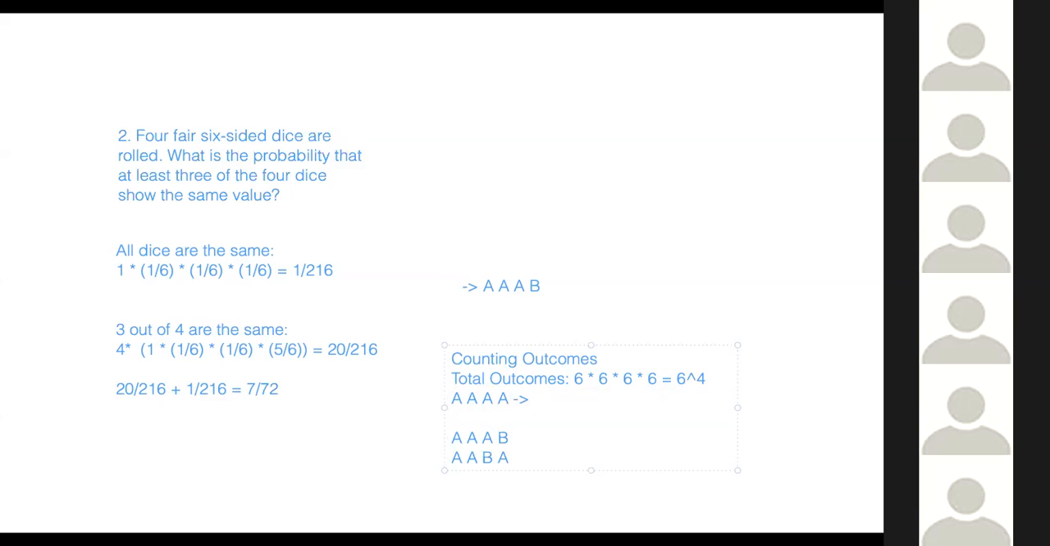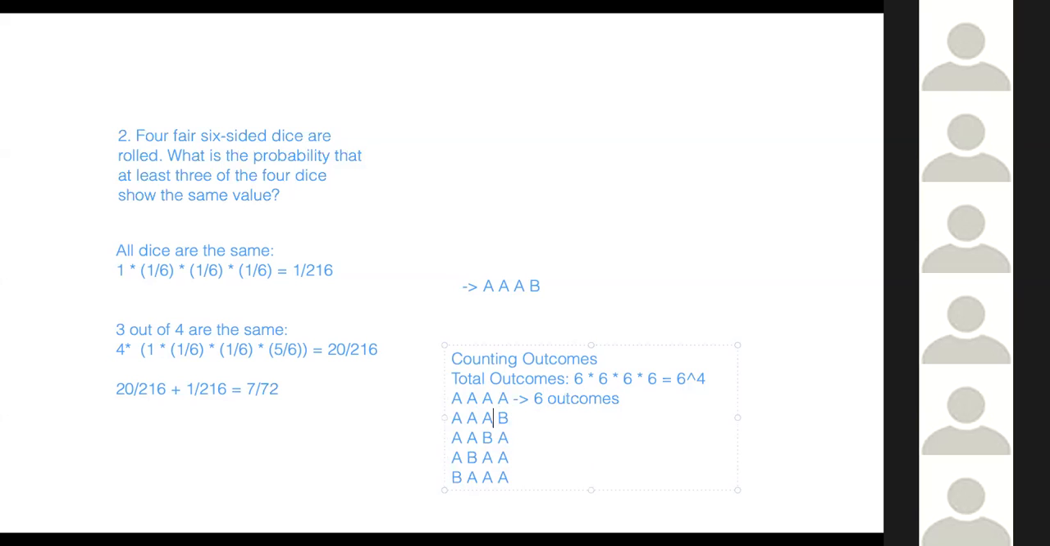So either all 4 can be 1s, all 4 can be 2s, all 4 can be 3s. 6 possible ways for all of them. And now in this case, again, we have to think about, we could have this in the form AAAB, AABA, ABAA, or BAAA. So let's just pick one of these first.